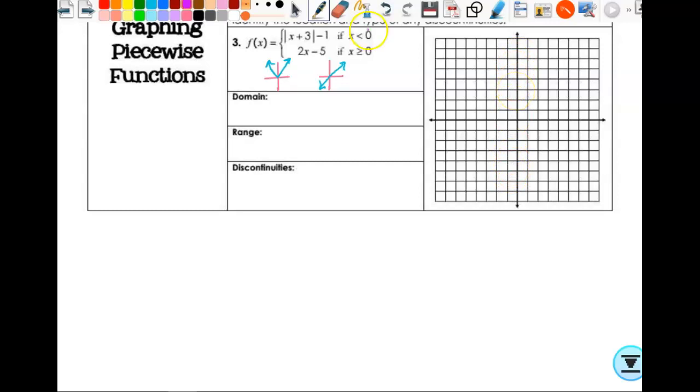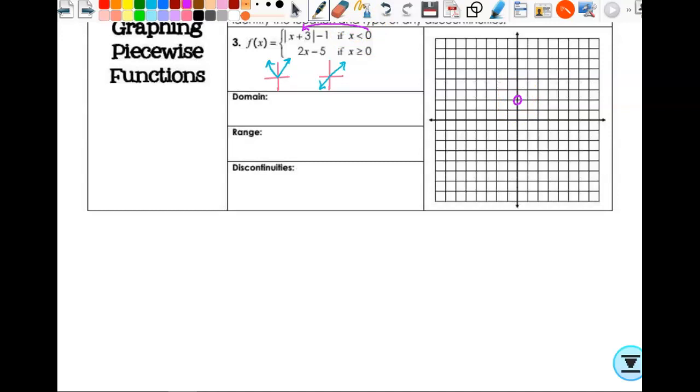So I'm going to take this 0, and I'm going to substitute it in here. Okay? So 0 plus 3 is 3. Absolute value of 3 is 3. Minus 1 is 2. So I'm going to go to 0, 2, and I'm going to have an open circle because this just says less than 0. It's not equal to. Okay?